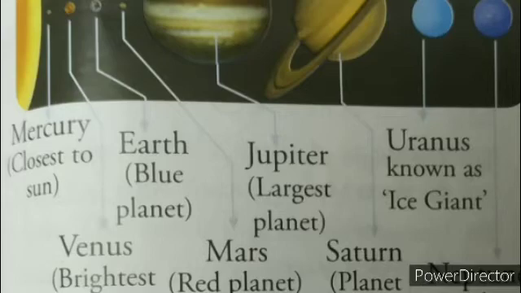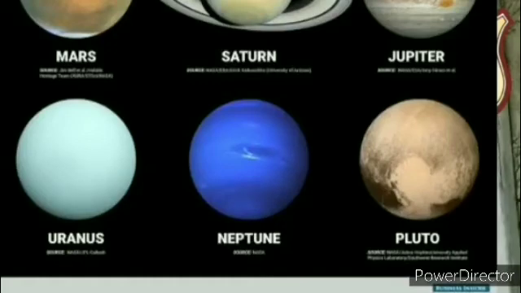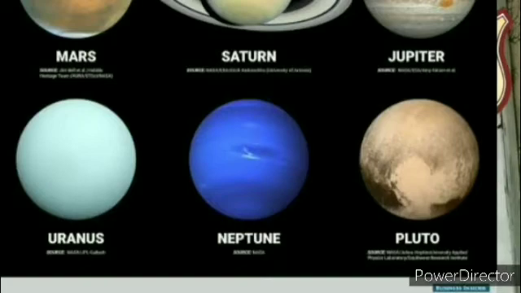There are 8 planets, and earlier there were 9 planets. Pluto was considered the 9th planet, but now it is no longer considered a planet. It is a dwarf planet. So now there are 8 planets: Mercury, Venus, Earth, Mars, Jupiter, Saturn, Uranus and Neptune.